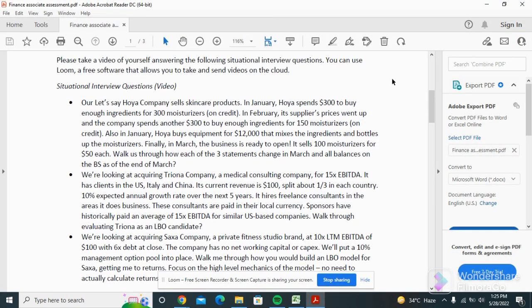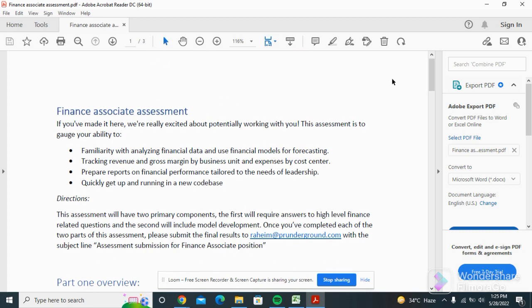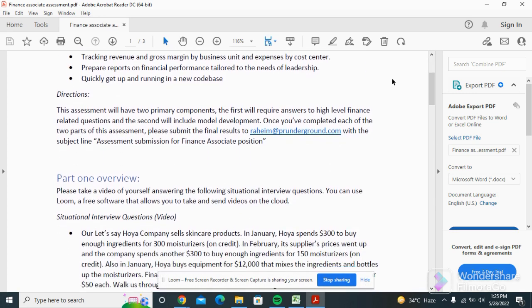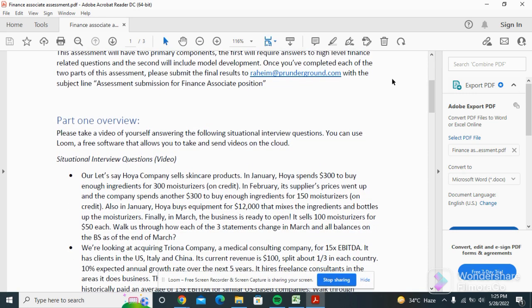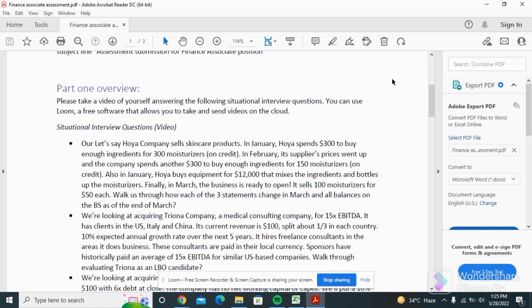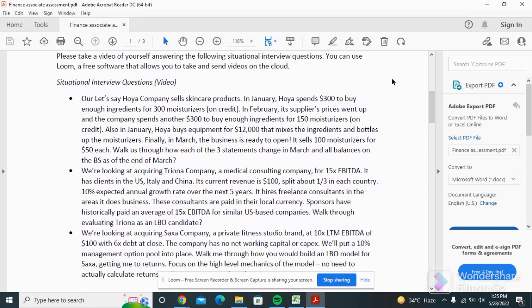The document basically consists of two-part questions. The first part is a situational interview question. There are three questions in part one. I have to answer all of these.